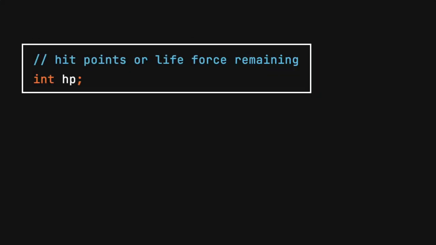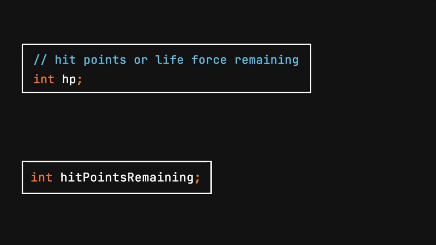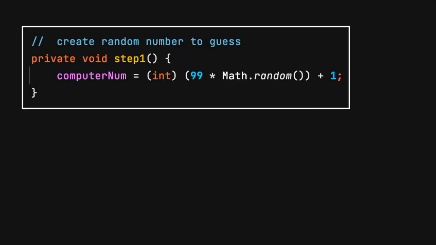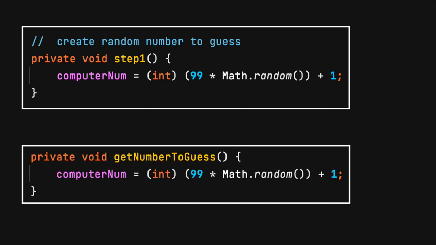Consider this comment above the variable name. With a more descriptive name, the comment would not be needed. And the comment above this method. Could the name be a little more descriptive instead?